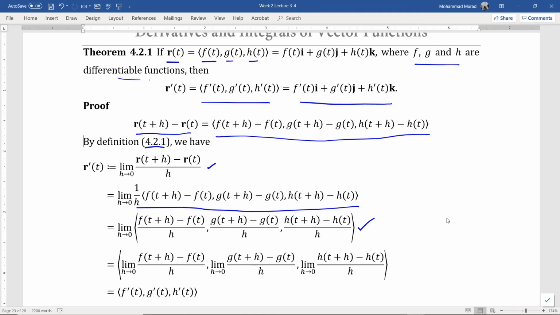Now, applying the limit to the vector shown here, we obtain this vector. The first component here is exactly the definition of the derivative of the scalar function f. Similarly, the second component is the derivative of the second component function of r. And the third component here is the derivative of the third component of the vector function r. Therefore, we replace each limit by the derivatives f prime, g prime, h prime. This concludes the proof.